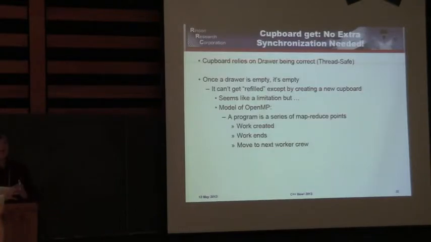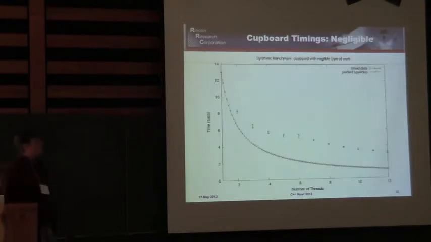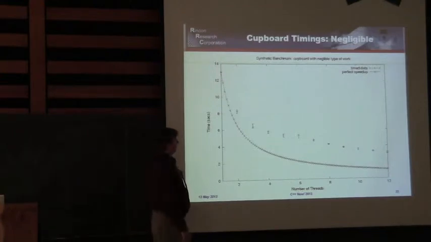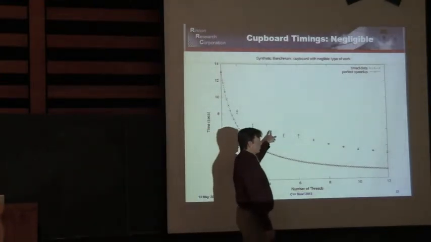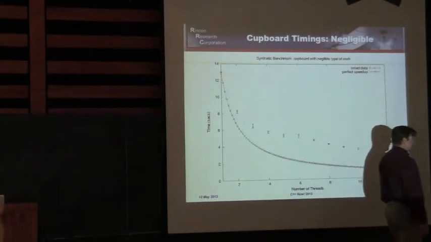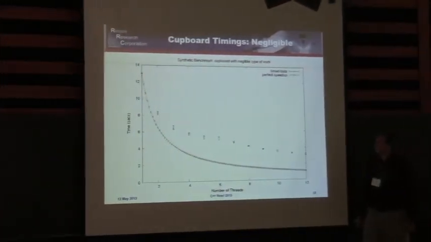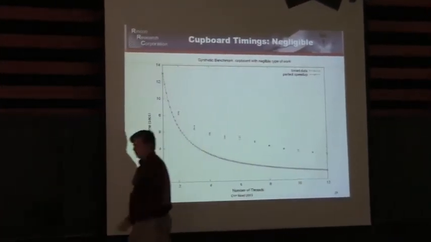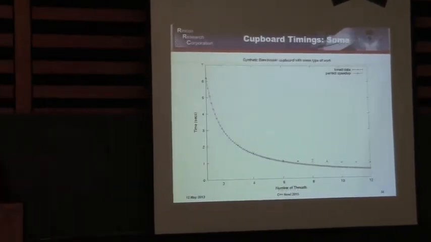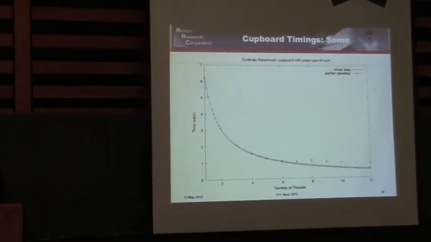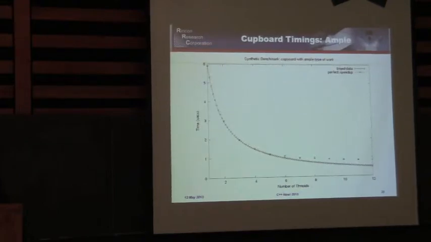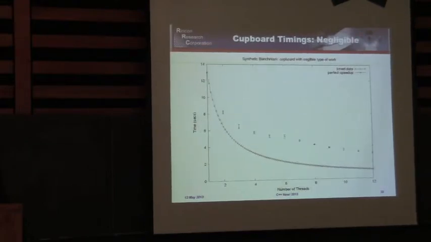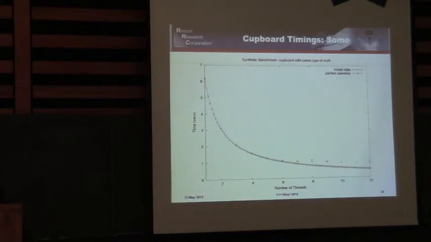Okay, so we have this new cupboard. This should fix the negligible work type, right? No. Look, our performance is worse. What's going on here? Well, the sum work type is still okay, up to about 6 threads. The ample work type is still okay, but the negligible work type looks terrible. What is going on here?